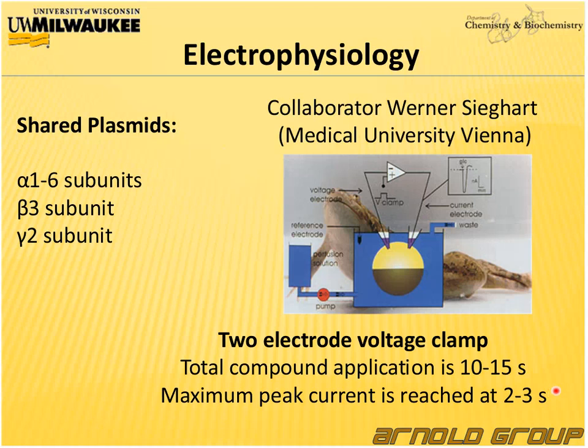And our collaborator was sending us the plasmids for the different alpha subunits 1 to 6, and the beta-3 and the gamma-2 subunits, and we used these plasmids in order to develop an automated patch clamp assay using transiently transfected HEK293 cells.